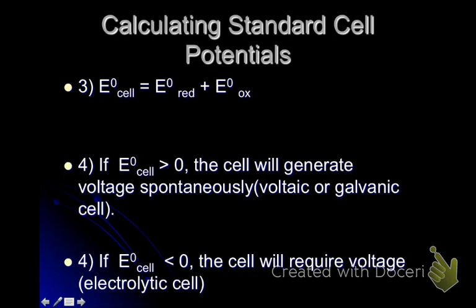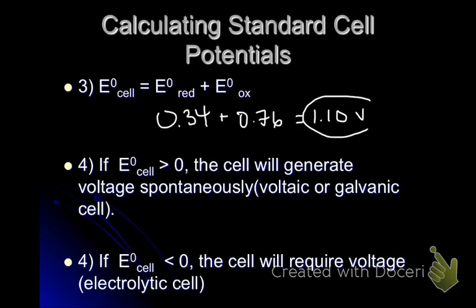So the overall standard reduction potential of the cell, or the cell potential, is when we take those two values and we add them together. So we have our 0.34 for our reduction, and then our oxidation is 0.76. So those two numbers together are 1.10 volts. And that's a positive, of course.